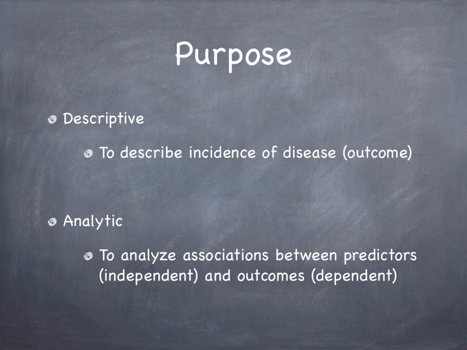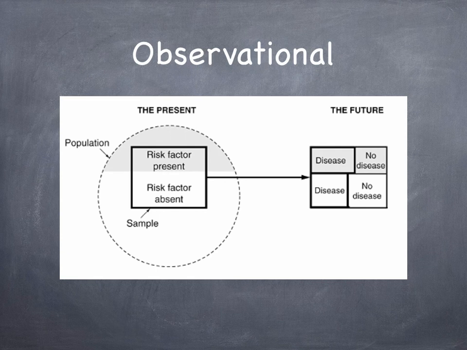The purpose can be descriptive, to describe the incidence of disease or an outcome, or the purpose can be analytic, to analyze associations between predictors and outcomes. This schematic is from the Hulley book. From the population, a sample is chosen and followed over time. Some subjects have a risk factor, others do not. Eventually, the outcome of interest is met at a future date, and it is then determined if the risk factor was associated with developing that outcome.